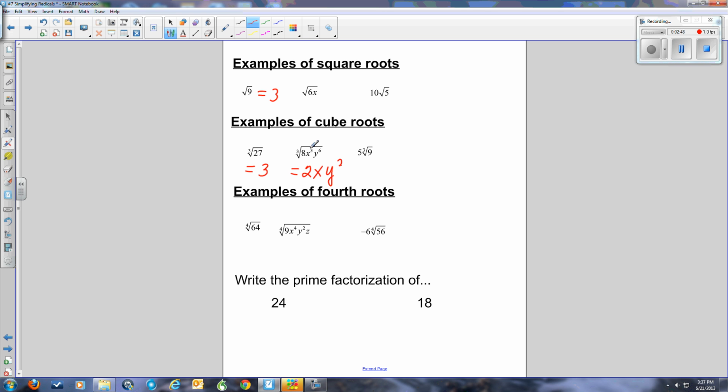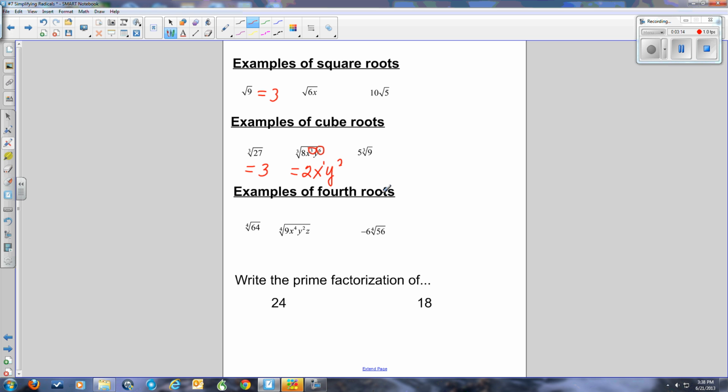Essentially, what you're doing is you're taking each of these exponents and dividing it by the index, this 3 on the outside. So really, 3 divided by 3 gives you 1. This is like 2x to the first. 6 divided by 3 is 2, so that gives you your y to the second. Next one, 5 times the cube root of 9, and there really is nothing more we can do to simplify that.